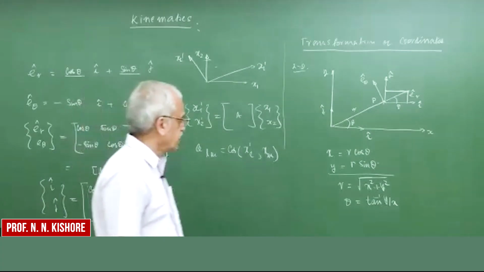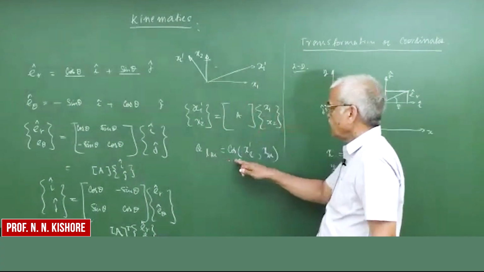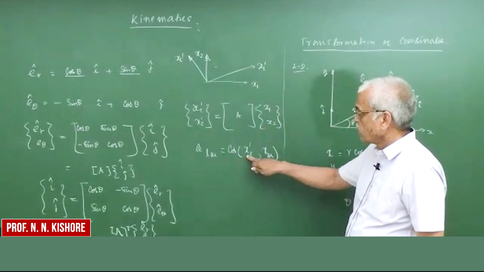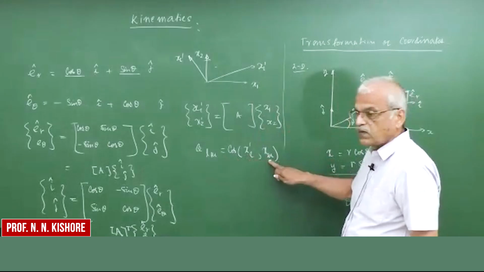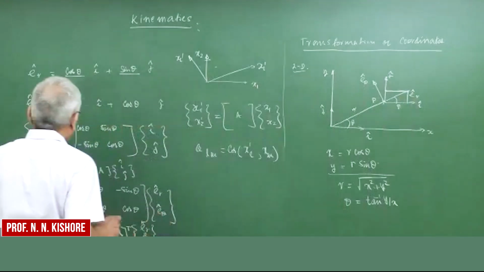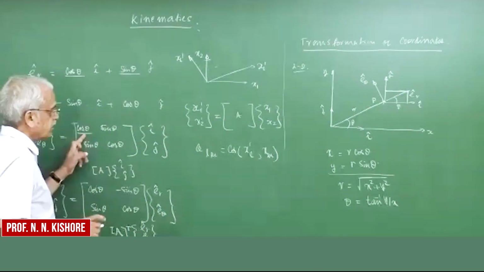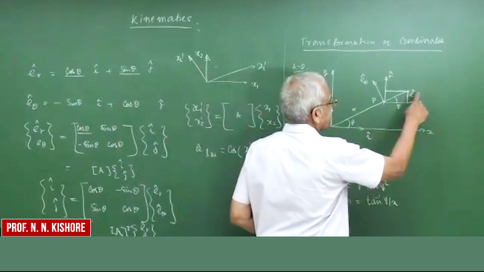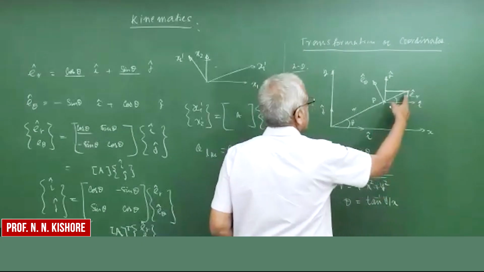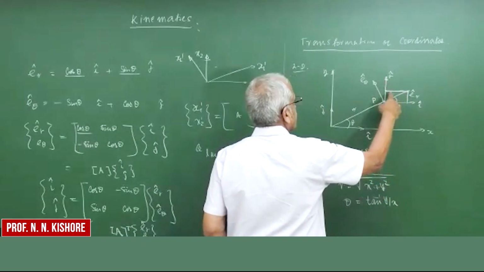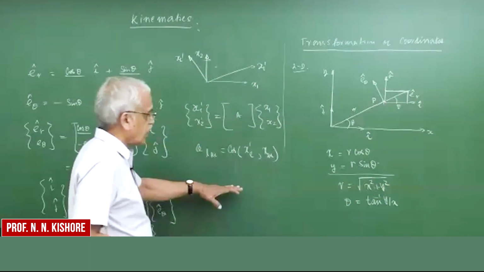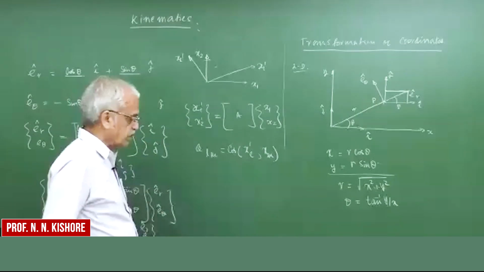So this is how it is. That means that this is cosine of the angle between the x_L prime coordinate, the new coordinate system, and the old coordinate x_M. For example, here this A11 is nothing but the cosine of the angle between e_r and i. So that's cosine theta. And similarly, e_r and j, cosine of 90 minus theta, that becomes sin theta. So this is how the transformation matrices work in general.